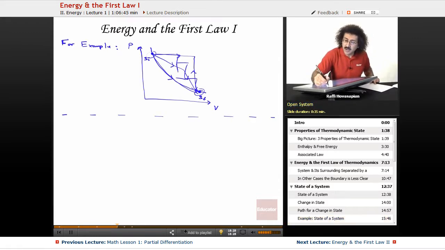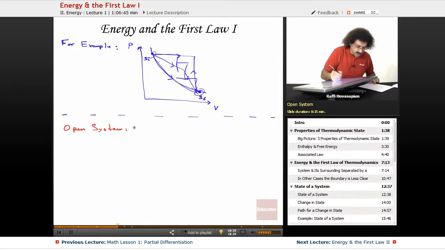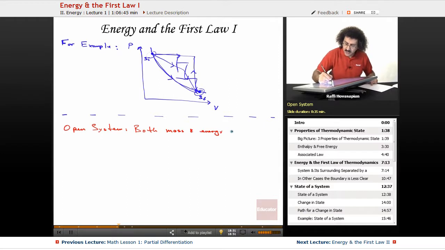Okay, so let's go ahead and go to red just for a change of pace here. Now, let's define an open system. An open system is where both mass and energy can transfer to and from the system. In other words, it can cross the boundary. So, both mass and energy can cross the boundary. And by boundary, we're talking about the boundary between system and surroundings. Okay, a closed system.